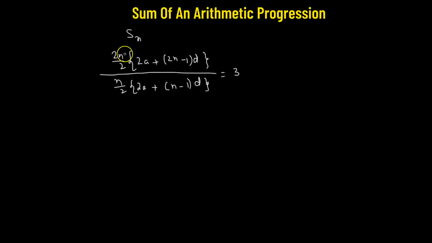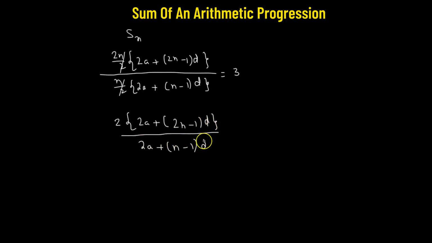Now, we can cancel out n over 2 from both the numerator and the denominator. Let's write it down first. So we have 2 times 2a plus 2n minus 1 times d, whole divided by 2a plus n minus 1 times d. This will be equal to 3. Then I'll multiply 2 with 2a plus 2n minus 1 times d. This gives us 4a plus, multiplying 2 by 2n minus 1, 4n minus 2 multiplied by d, and we'll take the denominator and cross multiply it with 3. That gives us 6a plus 3n minus 3 times d.